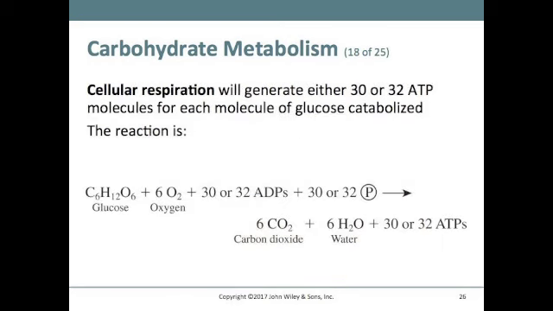Moving on to the next slide, cellular respiration will generate either 30 or 32 ATP molecules for each molecule of glucose catabolized. And we can see this reaction outlined in this figure below. Recall that 4 ATP molecules are produced via substrate-level phosphorylation, 2 from glycolysis and 2 from the Krebs cycle. So if the 4 ATP produced via substrate-level phosphorylation are added to the 26 or 28 ATP produced via oxidative phosphorylation, a total of either 30 or 32 ATP is generated for each molecule of glucose catabolized during cellular respiration.